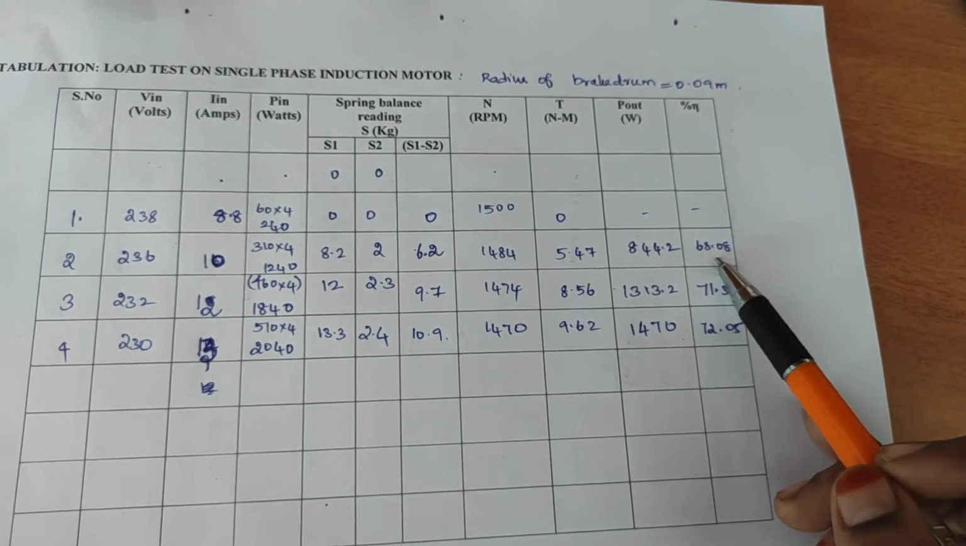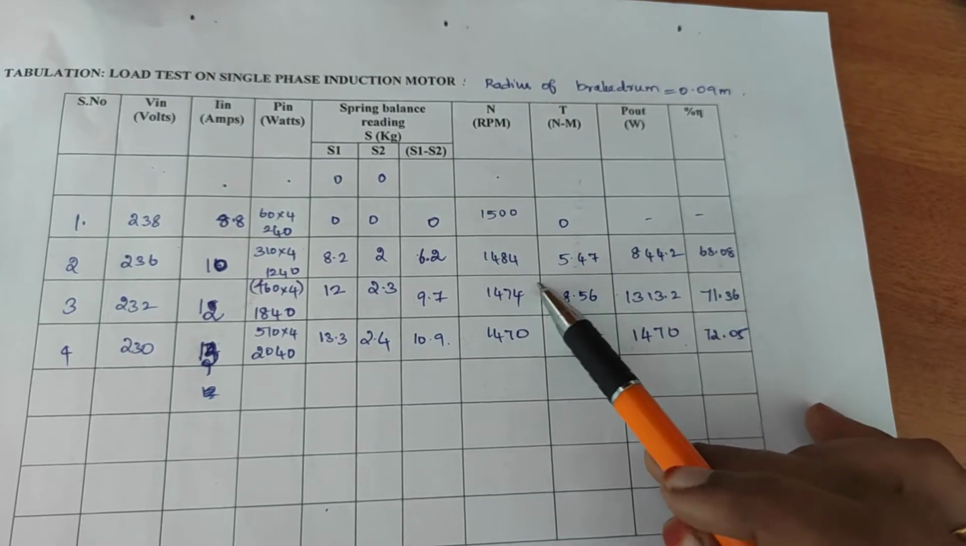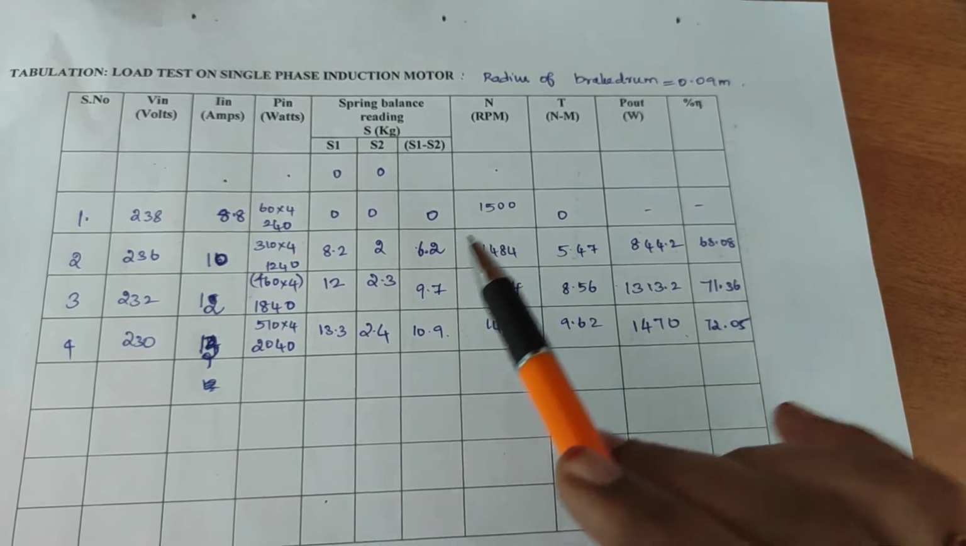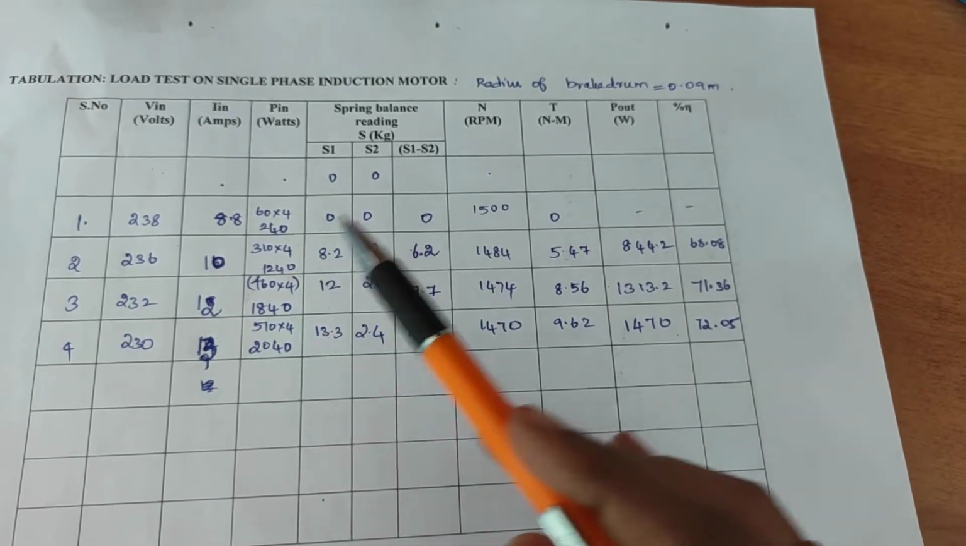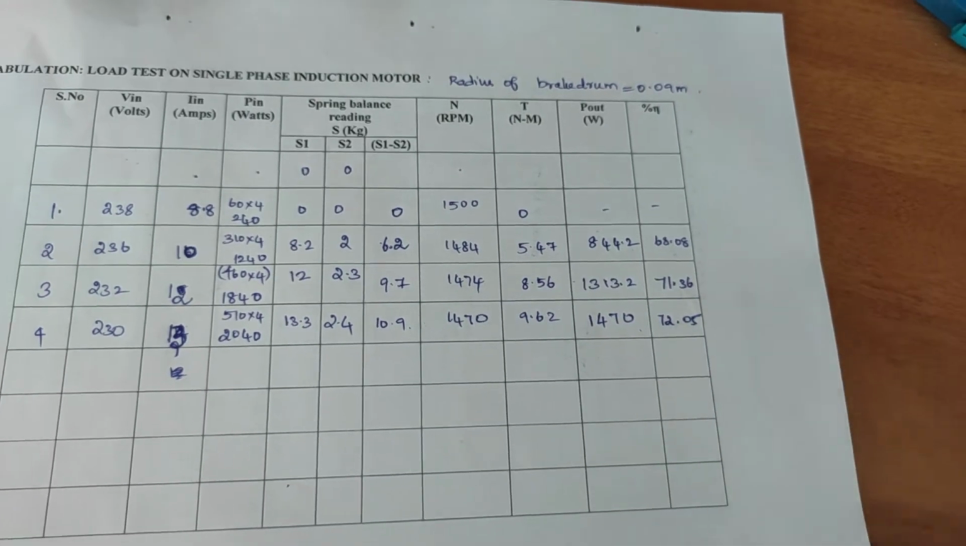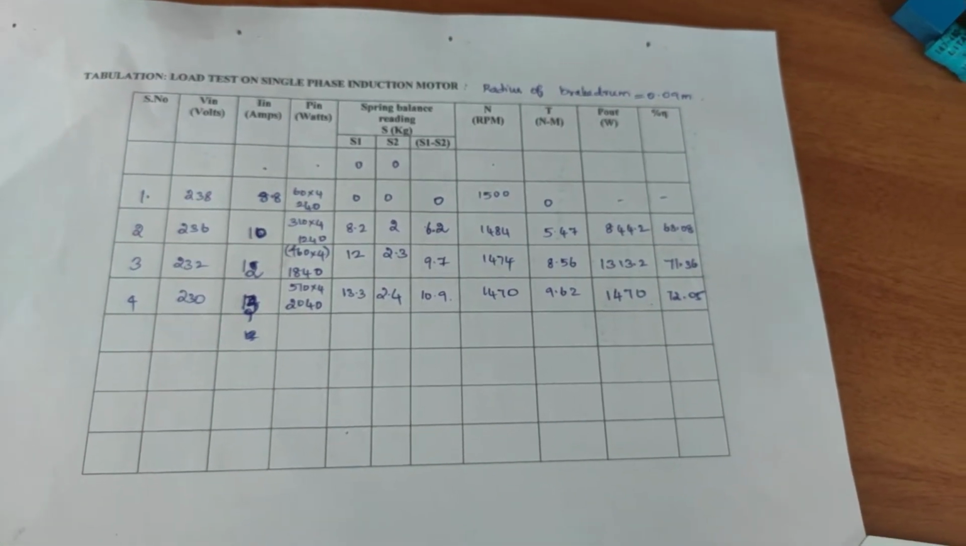Then we have to calculate the efficiency. Efficiency is calculated by output power divided by input power. So 844.2 divided by our input power, 1240, we will have 68, similarly 71 and 72. The efficiency of the machine keeps on increasing.